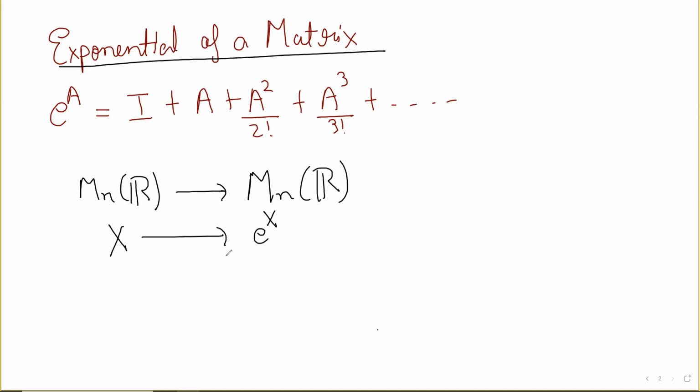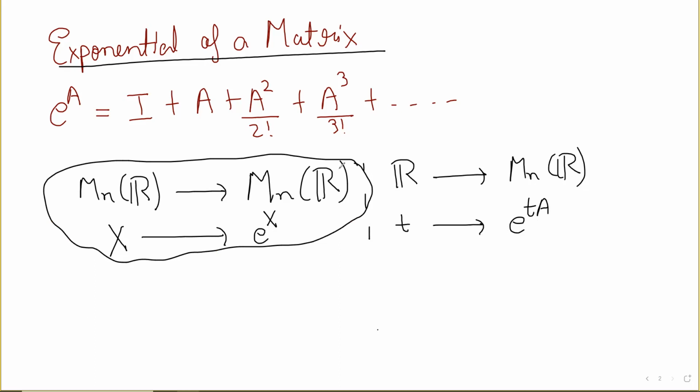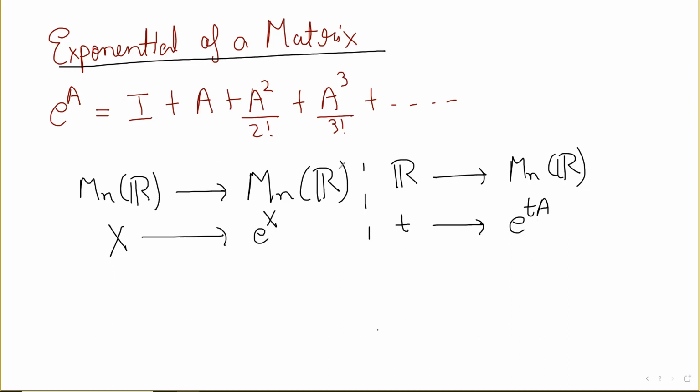T times A. Why do you need T? Okay, so you are considering a slightly different function maybe. You're taking R to Mn(R), and you're taking t to e to the this function. Okay, so this is because now you are going to the one variable case, right? Why not find the derivative of that? You can, but anyway, you should tell me what you have done.